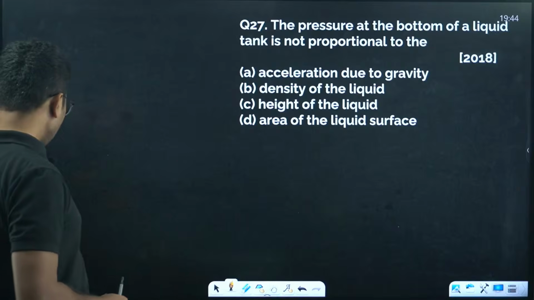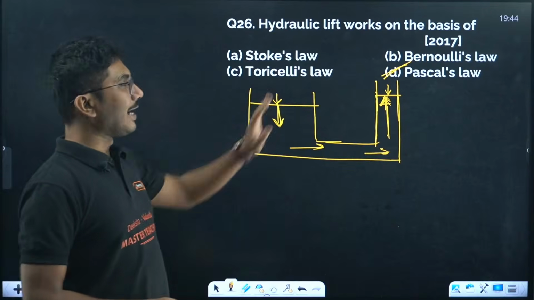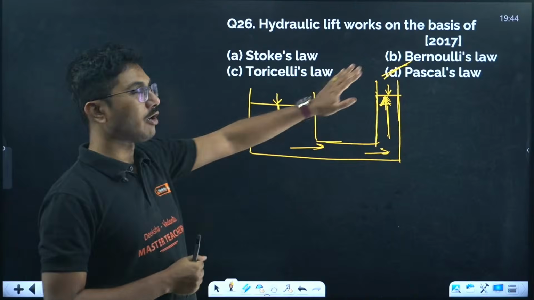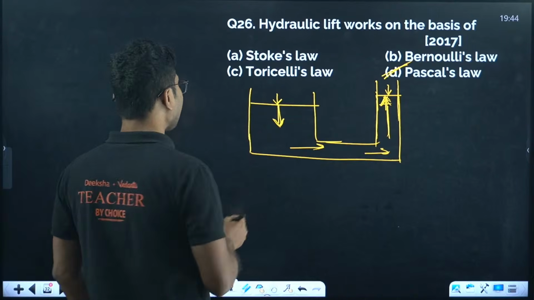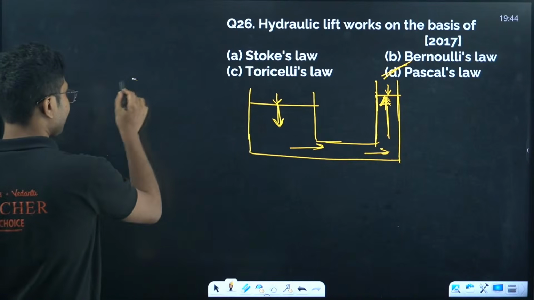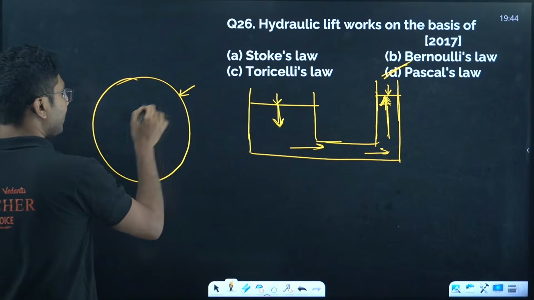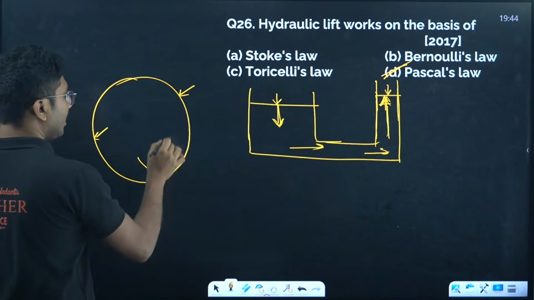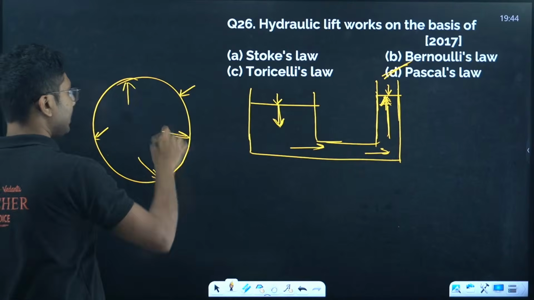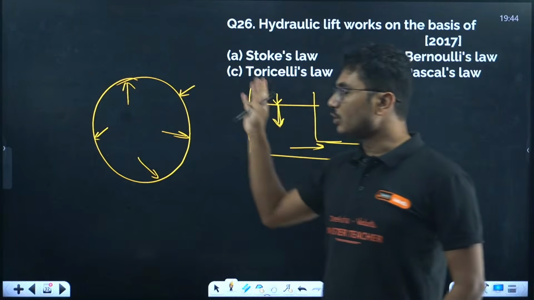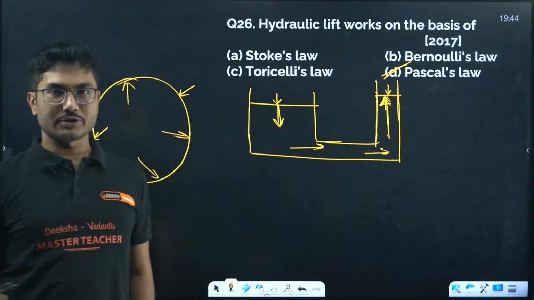Question number 26 once more. Hydraulic lift works under the principle of Pascal's law. Pascal's law states that if you apply a pressure to a liquid, that pressure is transmitted to all parts of the liquid equally. So if you apply a small pressure to a liquid, that pressure will be equally transferred to all portions of the liquid.